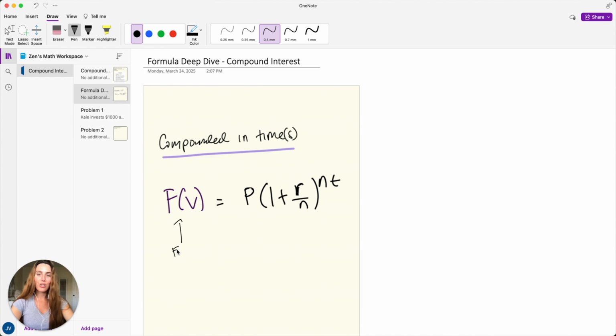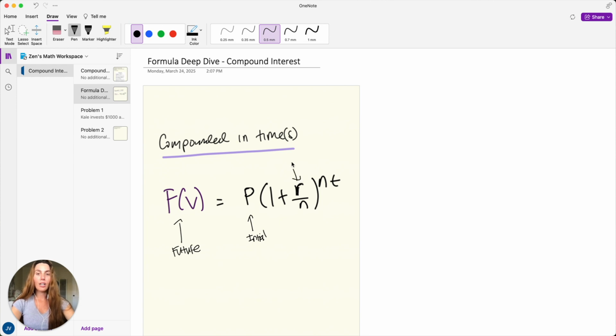So here is our FV. This is our future value. Again, this is the amount that we expect to get out. And if it's a good investment, it's going to be more than we put in. But we also need to take into consideration our initial amount. So this is the starting amount that we put in, whether that's $500, $1,000, $100. This is what we put in originally.